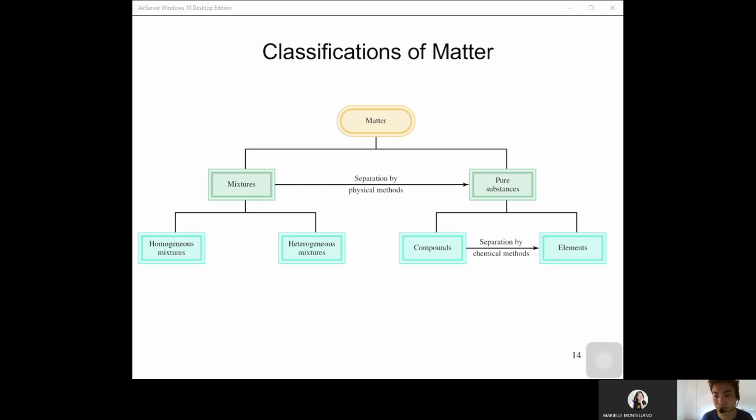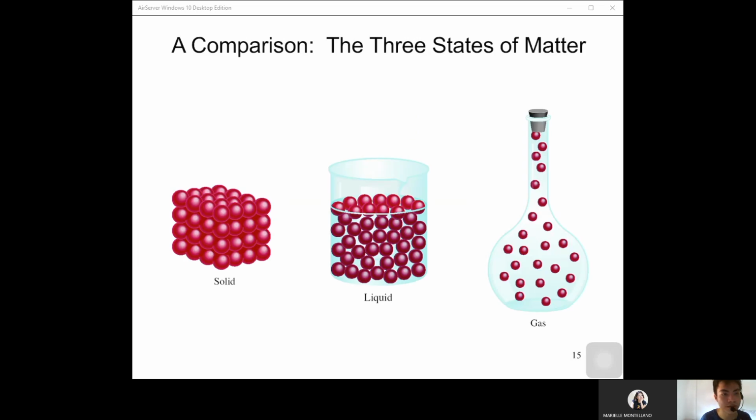Okay, so that's our shortcut. If you cannot see the difference, homogeneous. If you can, hetero, no? For compounds, they are all the same throughout, they contain the same molecules. For elements, they contain the same atoms. So, note that down. Okay, so what else, no?